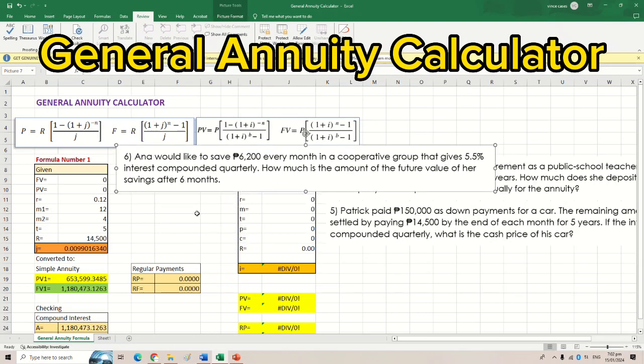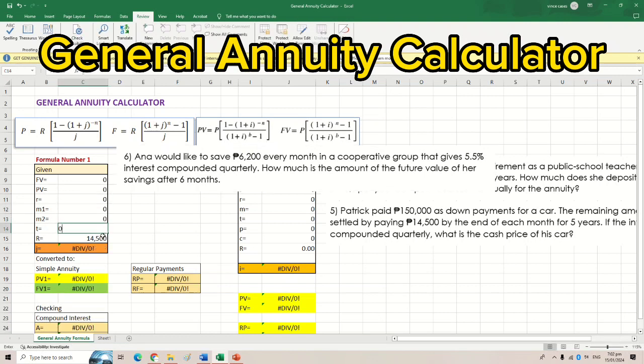Here, Anna would like to save 6,200 every month in a cooperative group that gives 5.5% interest compounded quarterly. So the interval of payments is every month, and then compounding period is quarterly. So it's a general annuity problem. And how much is the amount of the future value for savings after 6 months? So we're looking for the future value given the regular payment is 6,200. Let's set all this to 0 first to avoid confusion.